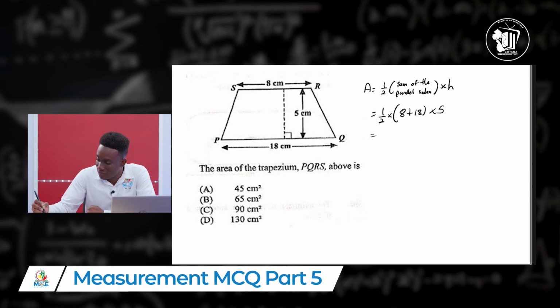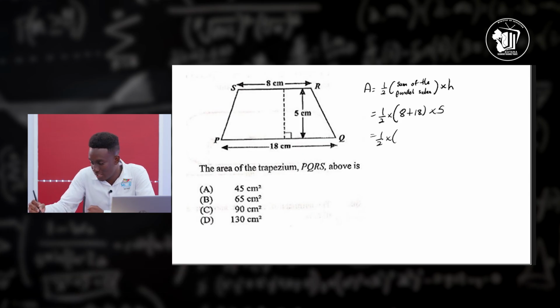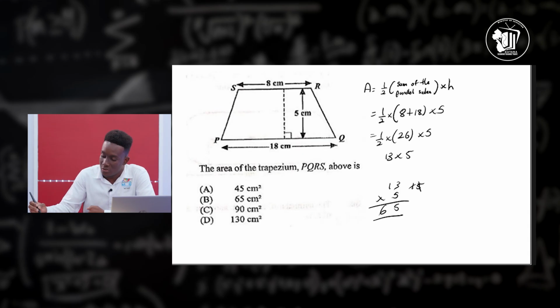So it's half multiplied by 8 plus 18, which is 26, multiplied by the height, which is 5. Half of 26 is 13, multiplied by 5. So 13 multiplied by 5: 5 times 3 is 15, 5 times 1 is 5, plus 1 gives 6, so 65. The area is 65 cm squared, which is simply B.